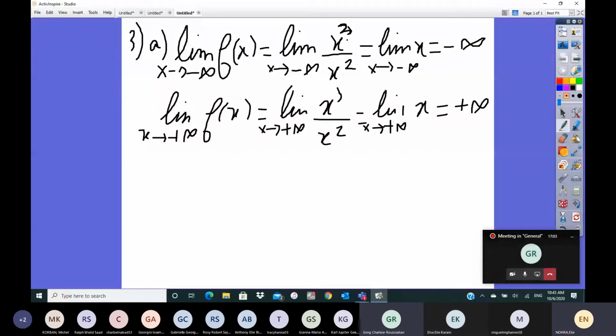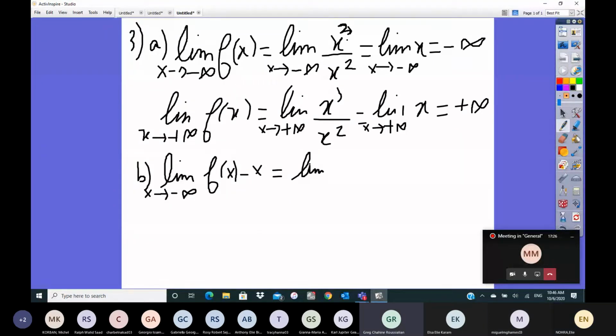This is part A. Part B. Verify that y equals x is an oblique asymptote. As x tends to infinity, f of x minus x. Don't forget to mention similarly at plus infinity. You have to take both. You do one of them in detail, but the second one just a declaration.